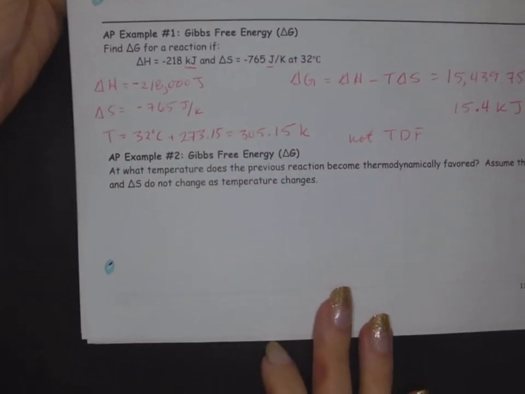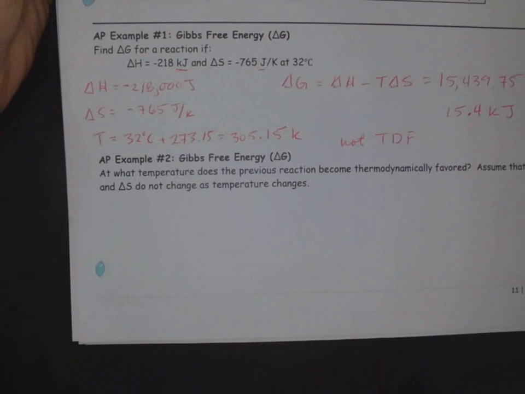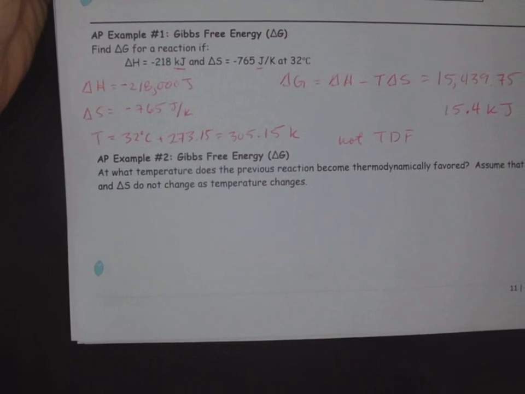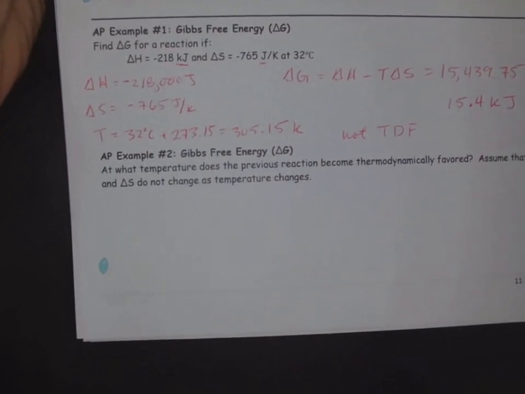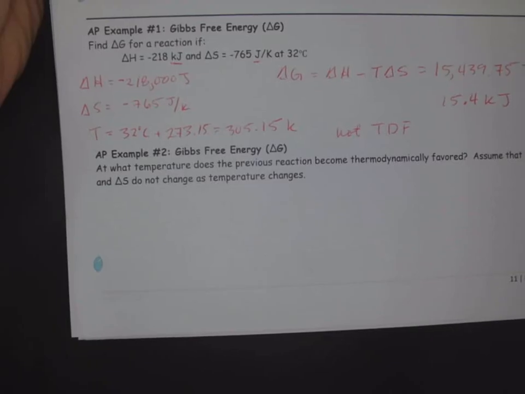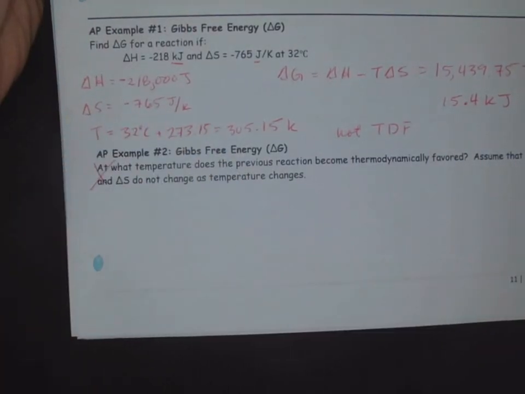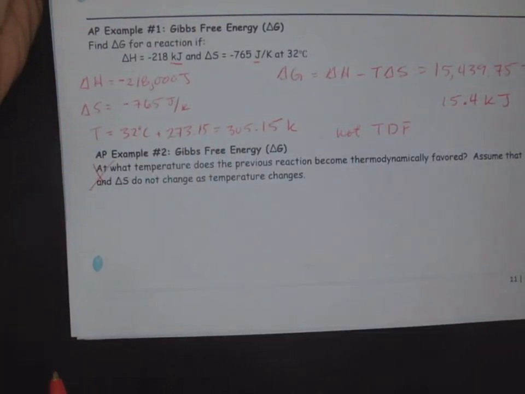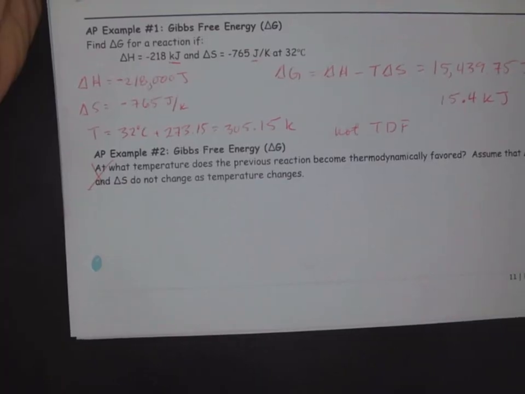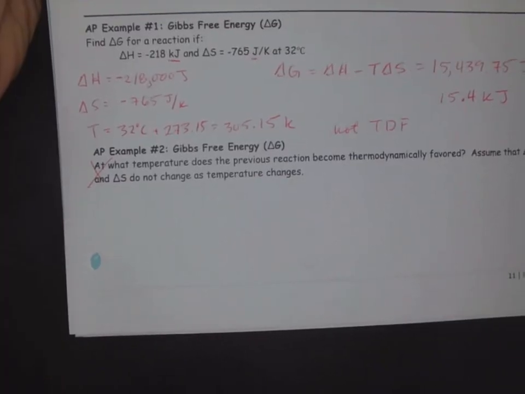At what temperature does the previous reaction become thermodynamically favorable? Assume that delta H and delta S do not change as the temperature changes. Okay, we're gonna do this. We're gonna change this up just a little bit because I didn't see an example question that was similar to that. But I want you to tell me, what do I need to do? Do I need to increase the temperature or decrease the temperature to make it thermodynamically favorable?